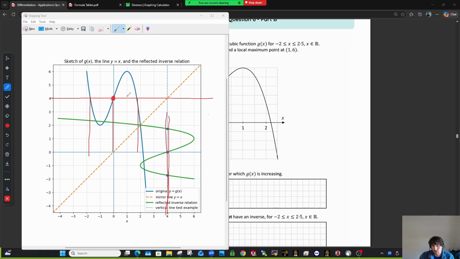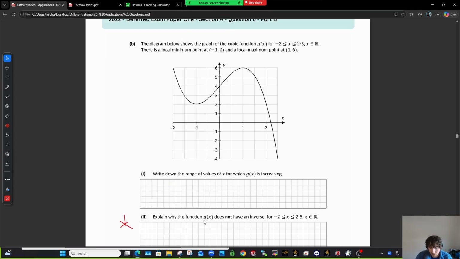So if a horizontal line hits a function more than once, when you invert it, the vertical line will hit it more than once. And if the vertical line hits it more than once, the inverse is not a function. Okay, there is no inverse. It doesn't exist. It's not a function.